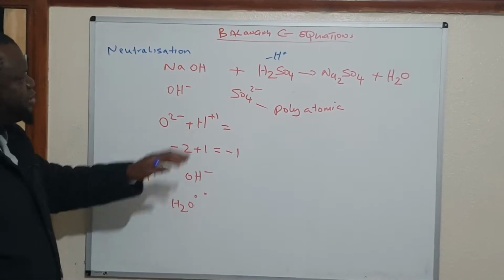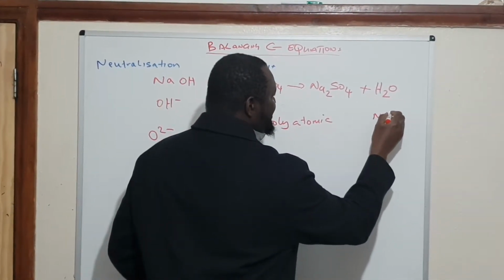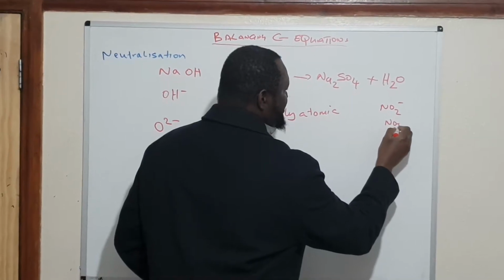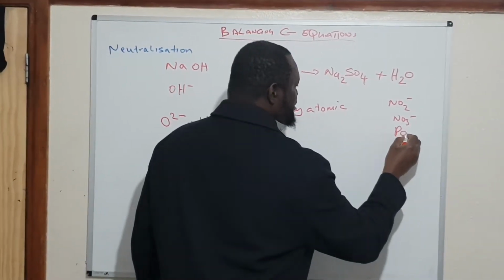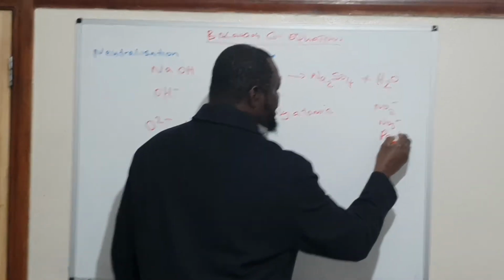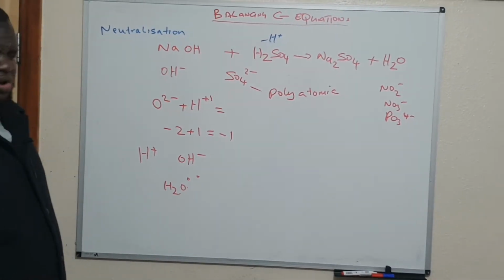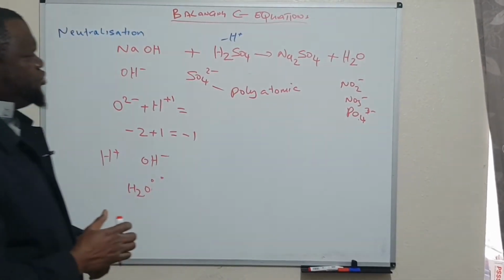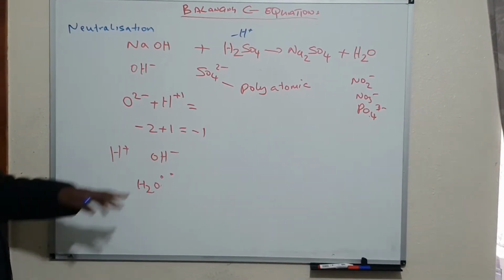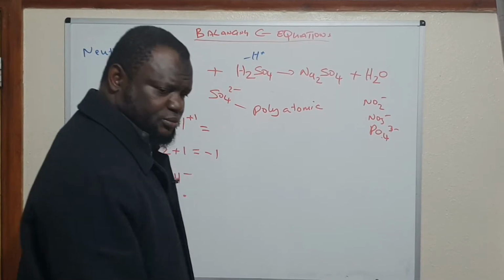So all the polyatomic ions, you can do the same thing for all of them. Nitrite, nitrate, all of them. Phosphate, I think phosphate is 3 minus. All of them, you can find why the charge is on them. All of them, you can demonstrate why they have an ion like that.